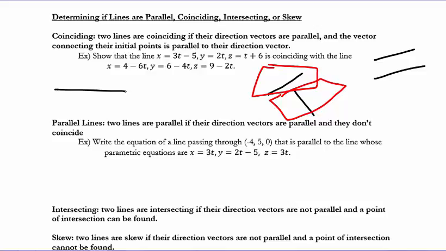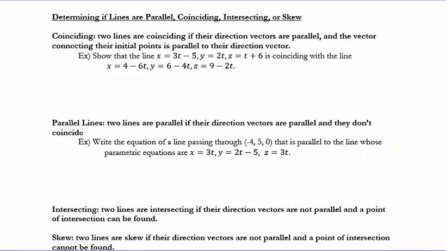Coinciding would be like a line like this, and then another line like this. Basically, they have the same direction vector or parallel direction vectors, and they have different initial points. And intersecting is exactly what you think it is. They look like that. They're in the same plane, and they cross each other. So, how do I figure out the difference?